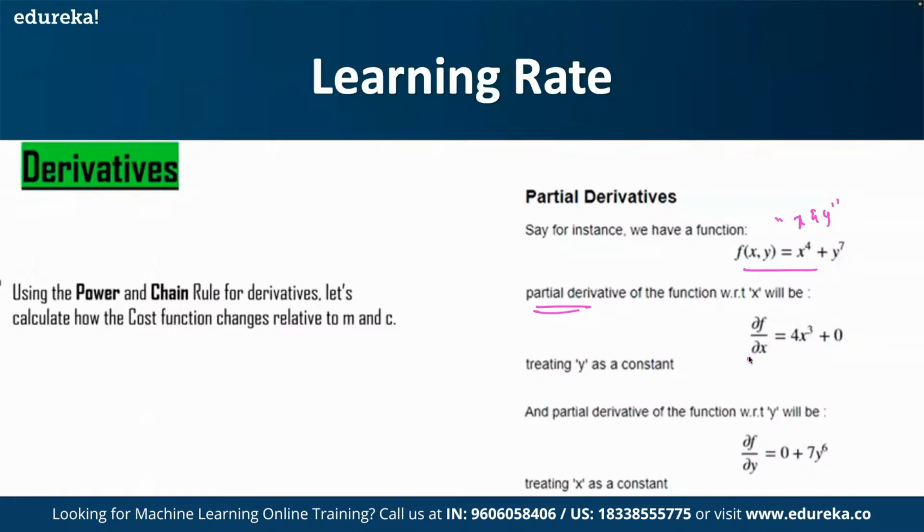So del f by del x is equal to, I'll take the derivative with respect to x, and for the other variables, I'll treat them as constants. So del f by del x is given by 4 into x to the power 3, as per the power rule. In the same way, if I find the derivative of the function with reference to y, it is given by 0 plus 7 into y to the power 6. Okay, so that is how we generally do that.